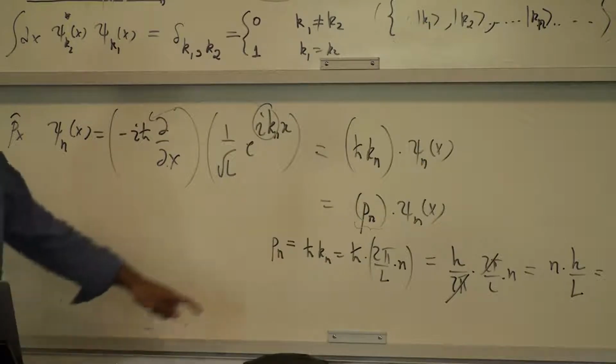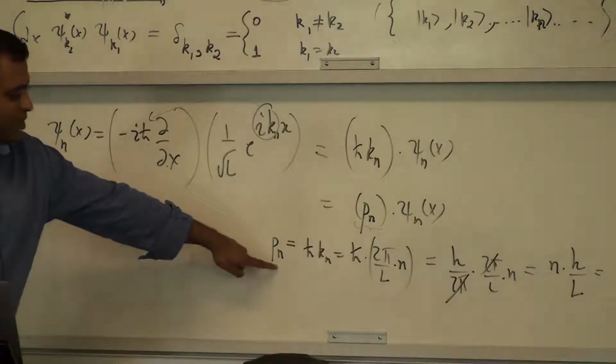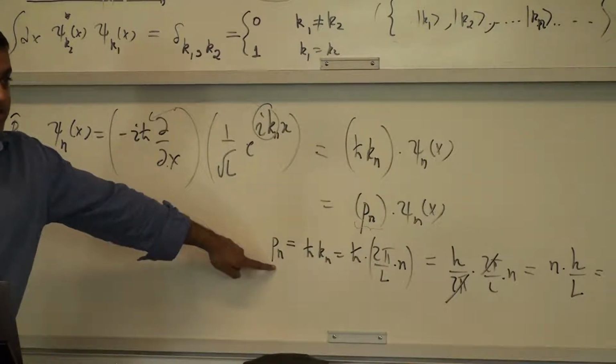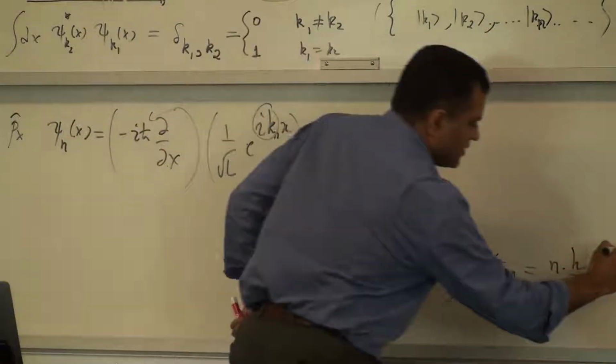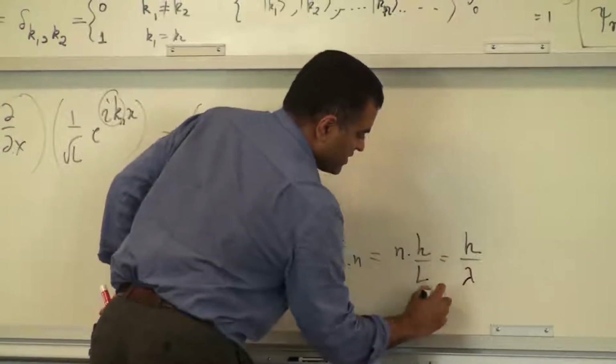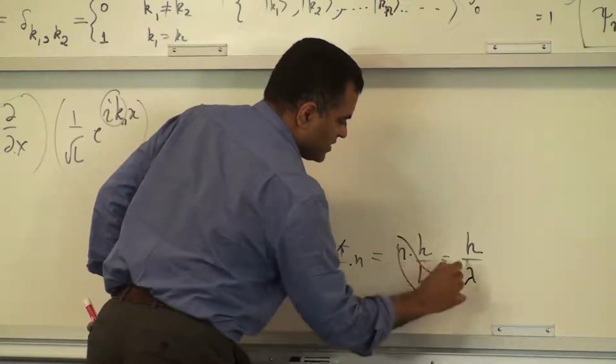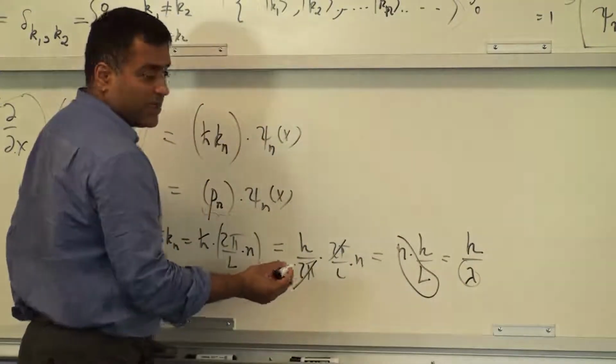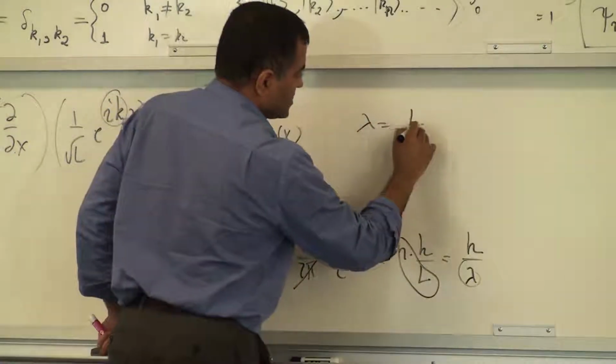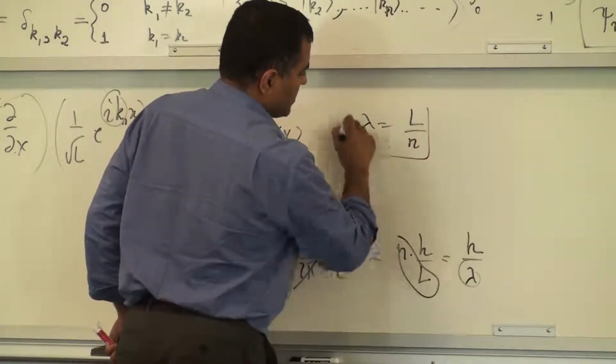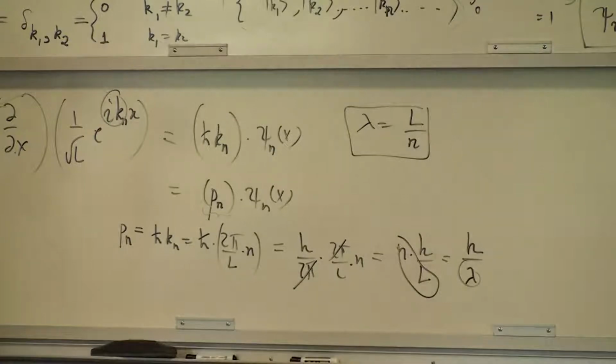h is Planck's constant, h bar is Planck's constant divided by 2 pi. Now we can also invoke the de Broglie relation and say the momentum of the particle must be h over the wavelength. So from here you can see right away that the wavelength must be L over n. So the wavelength is the length of the circumference of the ring divided by the integer of the state.